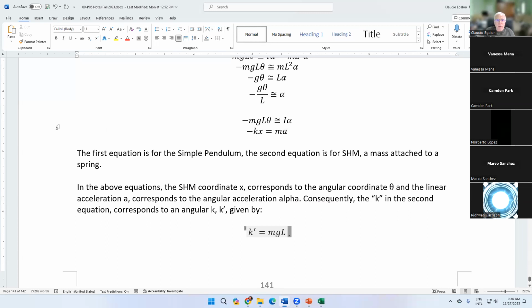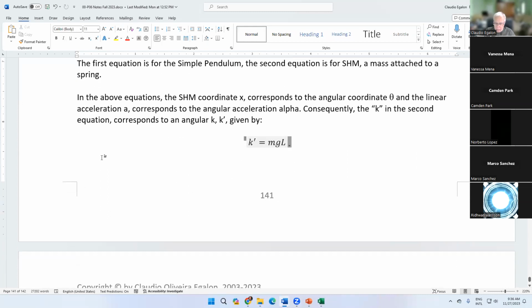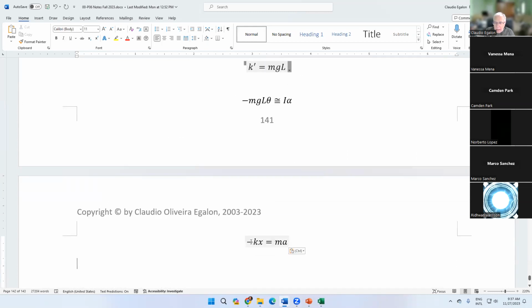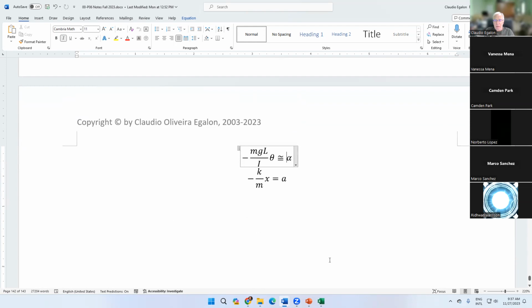I'll go the next step here. I'm going to write this equation because we're going to use it again. Okay, but now I'm going to write it like that. K over M here on the left side, MGL over I here. No M, no I. Both I and M are constant. Okay? And then we go back.